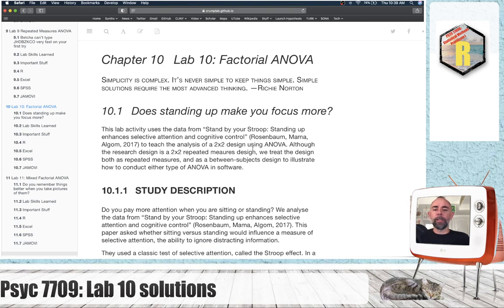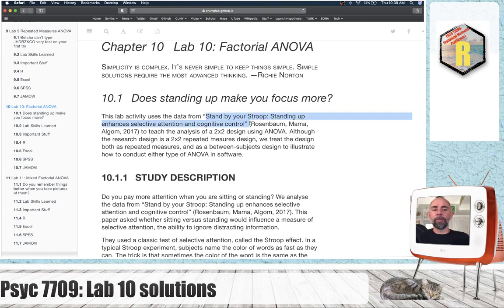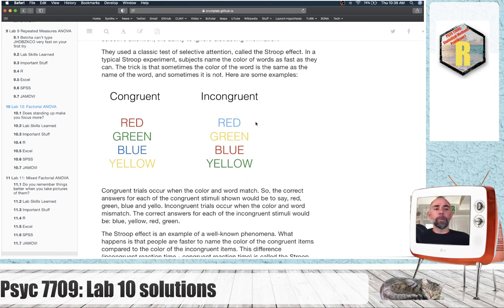Briefly, I will say it is called Stand by Your Stroop. Standing up enhances selective attention and cognitive control. If you're familiar with the Stroop effect, here are some example items. In a Stroop task, you will see one of these items, usually one at a time, and you'll be asked to say the color of the ink as fast as you can. So here the answer would be red, here the answer would be blue.